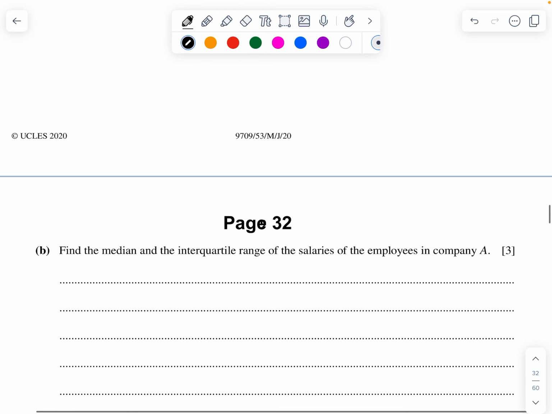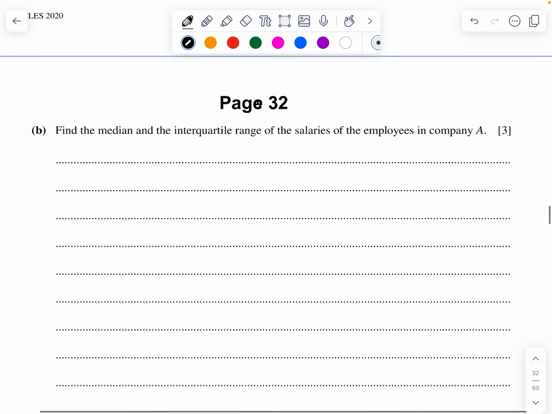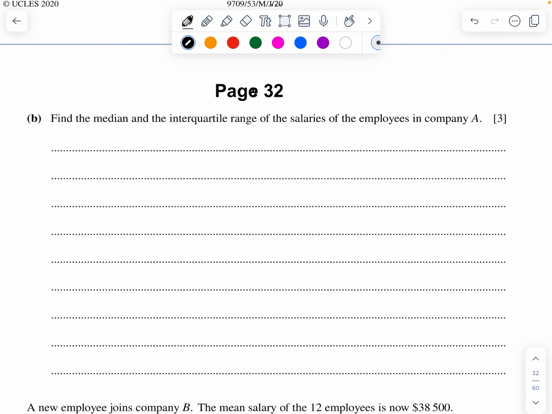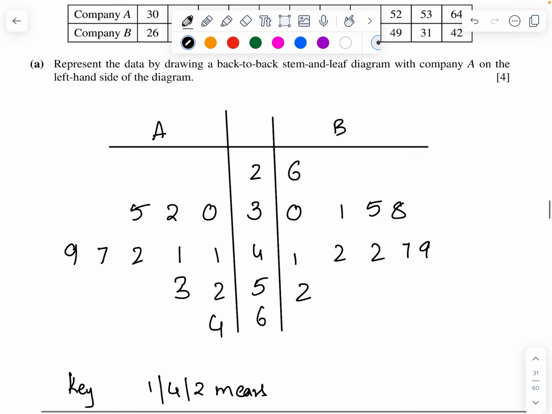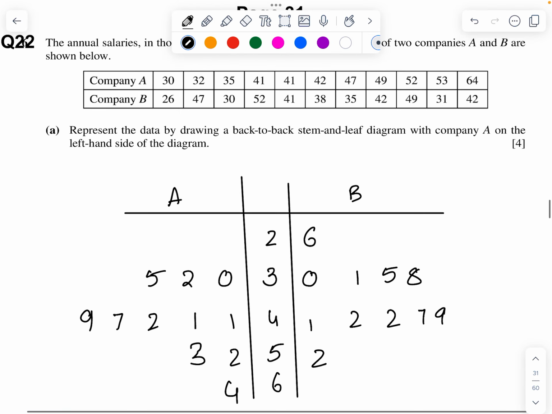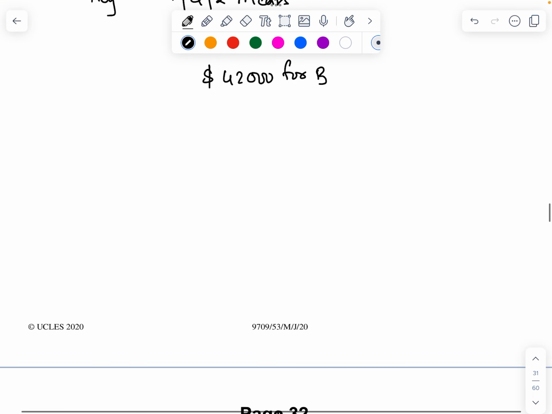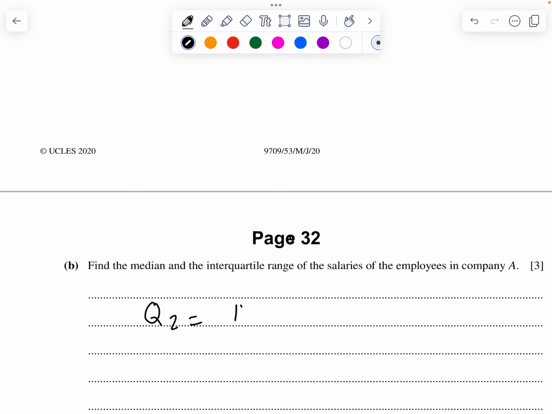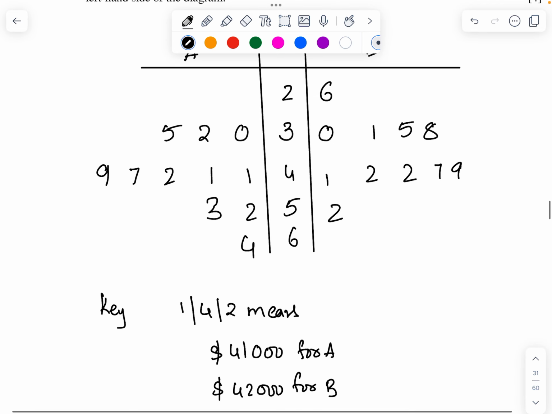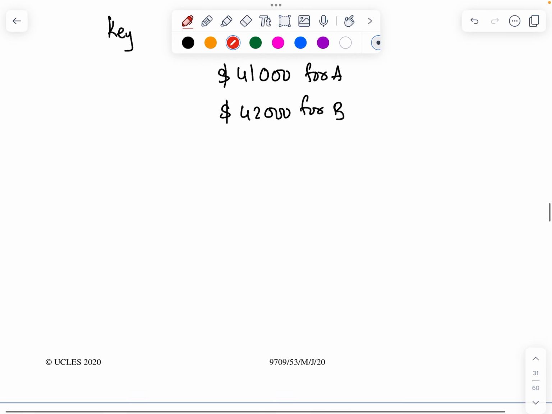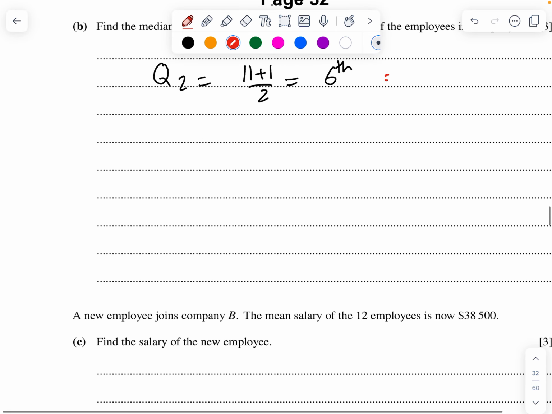Next, what has been asked? Find the median and the interquartile range of the salaries of the employees for A. Then the median. For A, how many are there? 11. So 11 plus 1 divided by 2 is 12 divided by 2, the sixth term. What is the sixth term? 1, 2, 3, 4, 5, 6. This is going to be the one. So the median is 42,000.